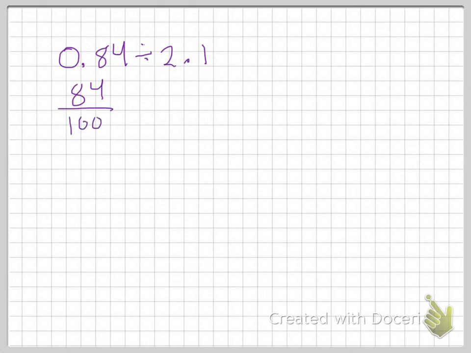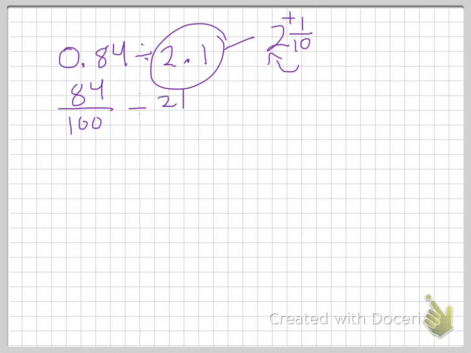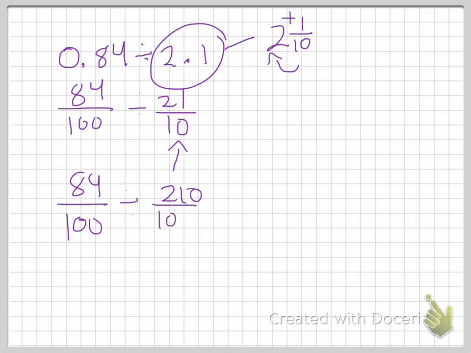84 hundredths divided by, and this right here, I'm just going to switch it to a mixed number, 2 1/10. And then if I turn that into a fraction greater than 1, 10 times 2 is 20, plus 1 is 21 tenths. And this time, I need to turn this one into 100. So 84 hundredths divided by 210 hundredths would give me 84 divided by 210.